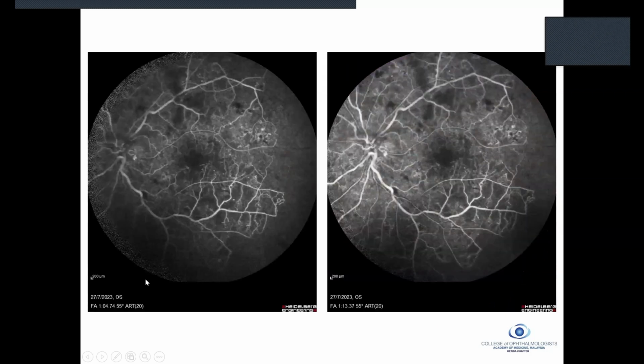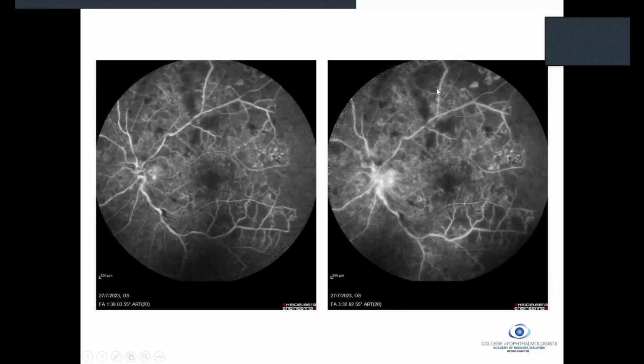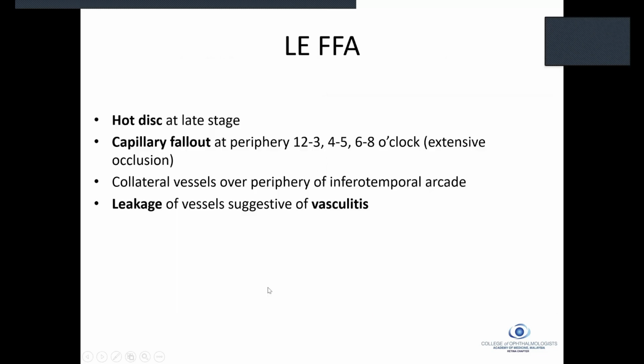Now, what is striking in this left eye is that there are large areas of capillary fallout in the periphery. You can see these vessels. They do not fill in the periphery at all. And when you compare that with the later stages, you can see that there is actually leakage from the vessels. And of course, at the disc as well, there's some leakage there. And this really is very, very consistent with hot disc, capillary fallout, and vasculitic-like changes in the vessels.